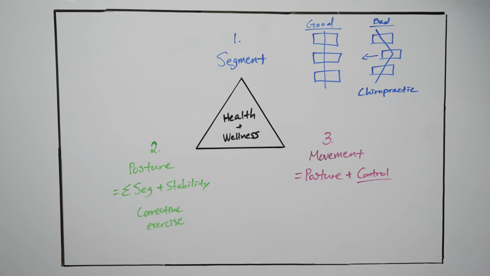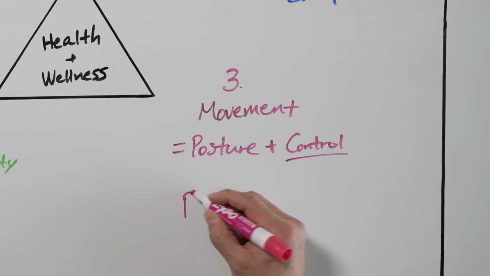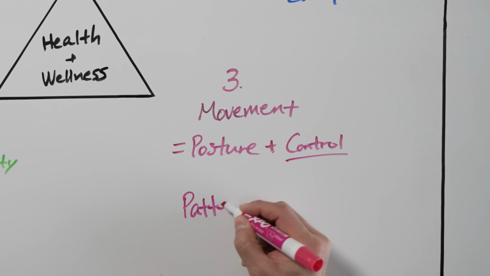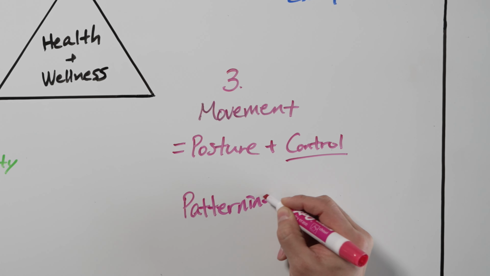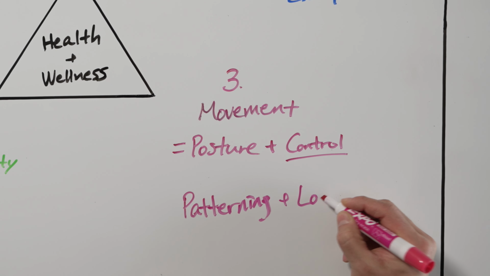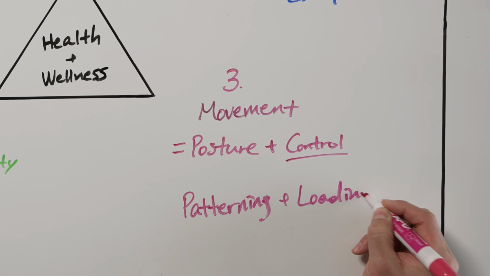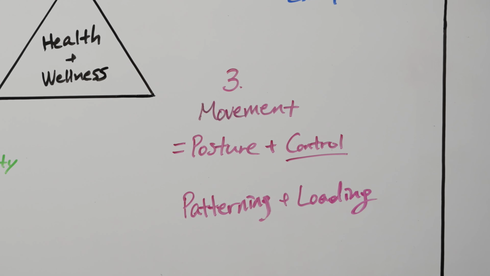So it's more about the control over the body using your nervous system, okay? So this is where we use patterning and loading. We first need to pattern the movements together so that we don't have to keep teaching ourselves. And then after that, we start loading it so we can control.